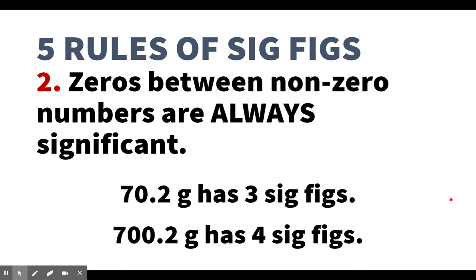The number 700.2, the 7 and the 2, of course, are significant. And both of the sandwich zeros are significant. It doesn't matter how many zeros are between your non-zero digits. All sandwich zeros are significant.